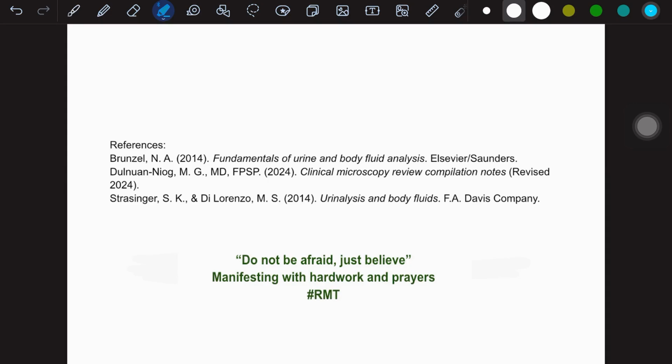If you are already afraid, your mind cannot concentrate, your mind is not clear. So do not be carried away by fear and just believe that you can. Just believe in what you have learned. Believe in yourself. So manifest with hard work and prayers. And yes, you will get those 3 letters, hashtag RMT. Laban.